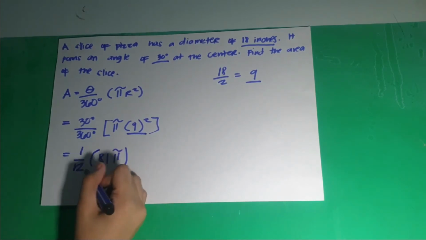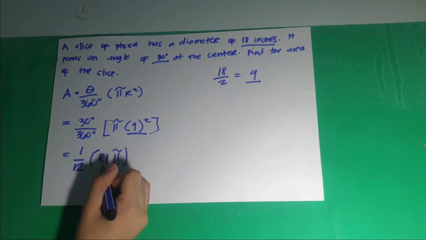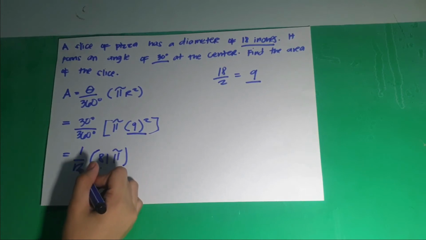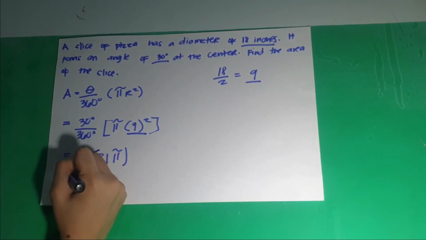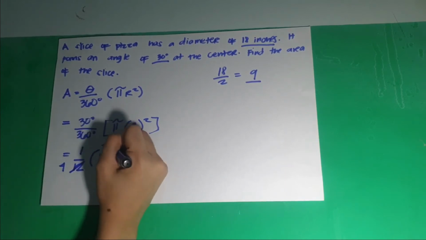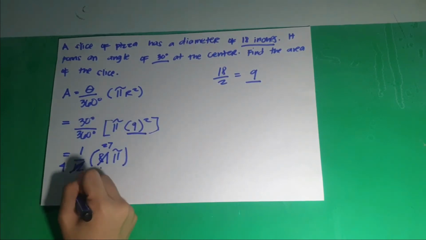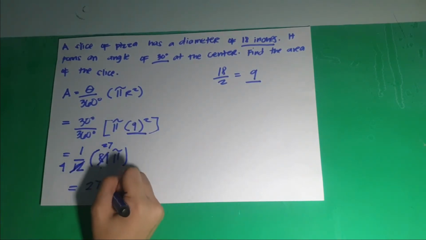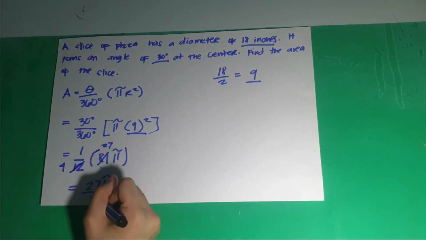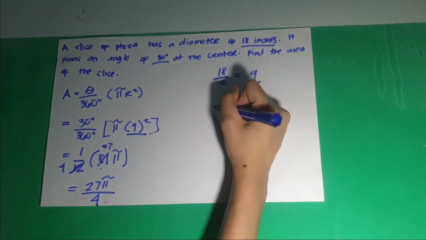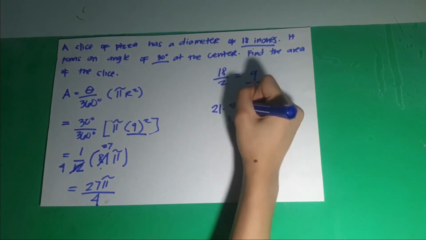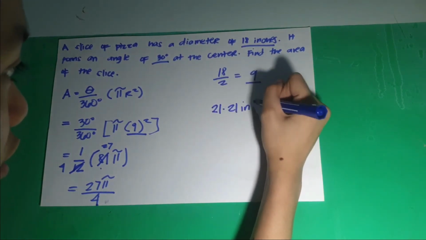Then, as we have observed, 81 and 12 are both divisible by 3. So, we must simplify it: 4 and 27. This will result in 27 pi over 4. 27 pi over 4 is equal to 21.21 inches squared.